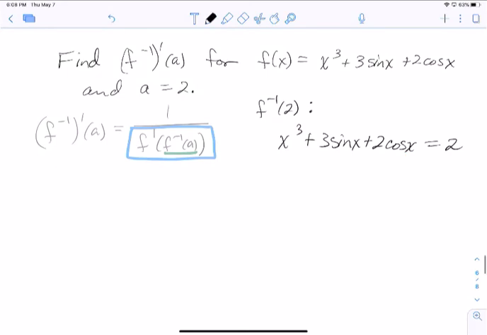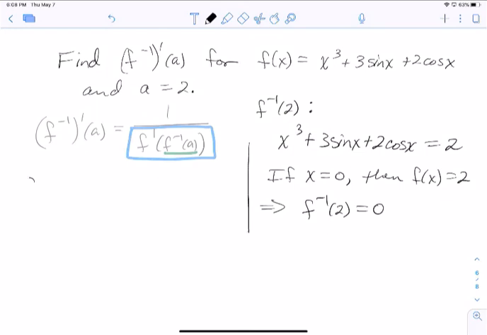And in this case, it turns out if x is equal to 0, then f of x is equal to 2. And I observe that because we have a factor of x cubed and sine of x. Both of those are 0 when x is 0. Cosine of 0 is 1. We end up with 2 equals 2. So f inverse of 2 is equal to 0.